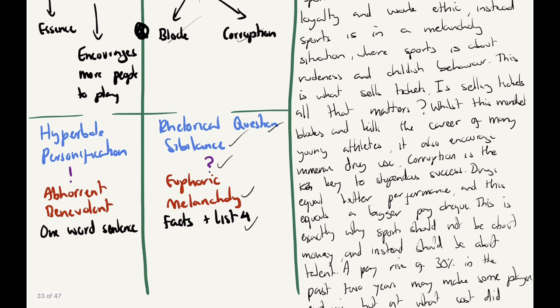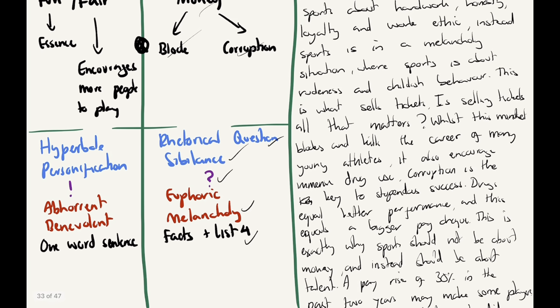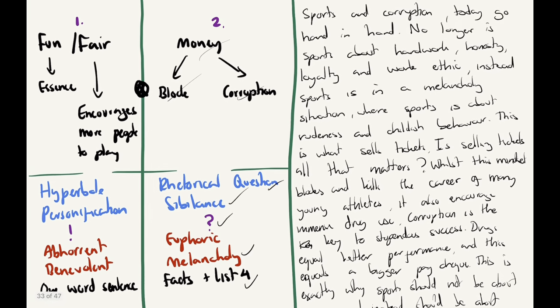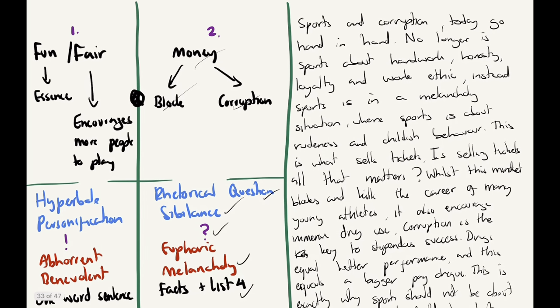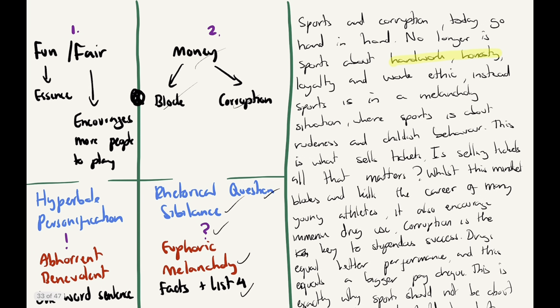And there we have, guys, an example of a model paragraph based upon this paragraph over here. Let's go through and see how well I did when it comes to my plan. Sports and corruption today go hand in hand. No longer is sports about hard work, honesty, loyalty, and work ethic. That was my list. Instead, sports is in a melancholy state situation where sports is about rudeness and childish behavior. This is what sells tickets. Is selling tickets all that matters? That was my rhetorical question with my punctuation for a question mark.